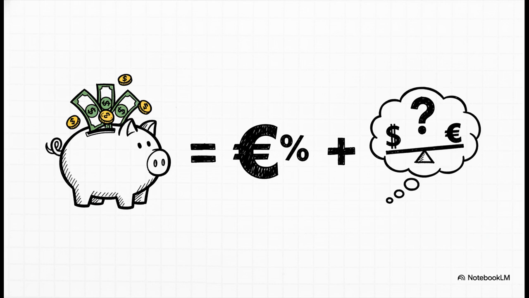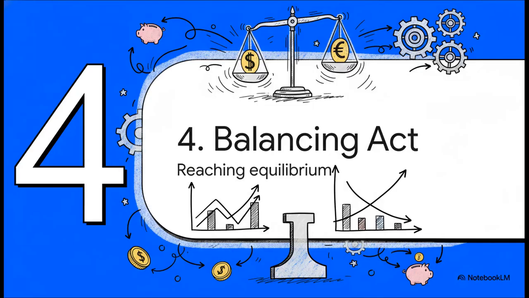Your total return on a foreign investment is the foreign interest rate plus the expected change in the currency's value. It's that second part, that potential currency gain or loss, that makes international investing so incredibly dynamic. And this brings us to the big aha moment, the core mechanism of the entire foreign exchange market. It's the market's balancing act. How does it stop one currency from just always being the better deal?